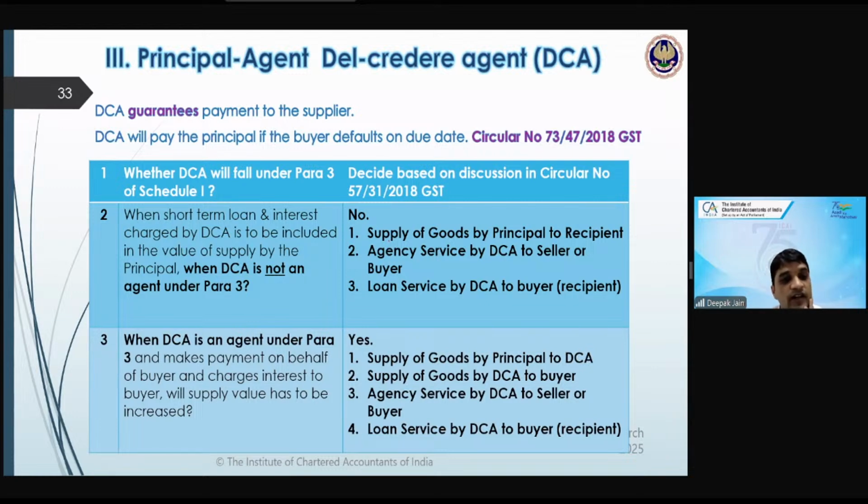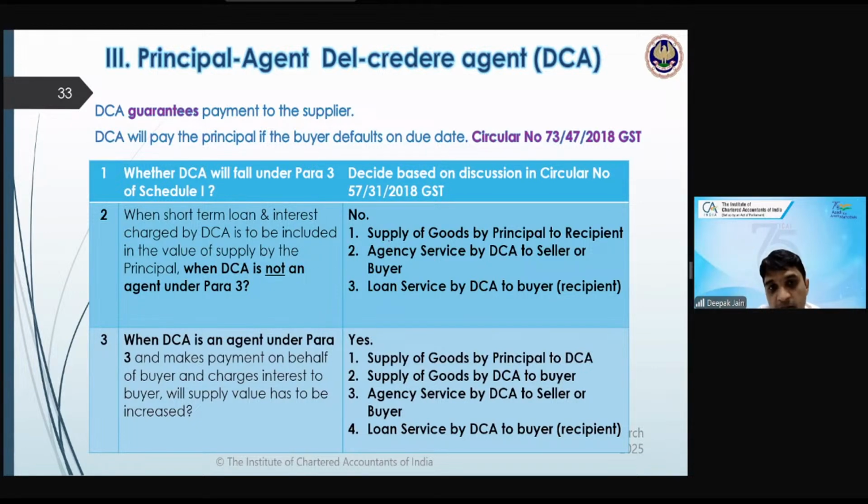Third scenario, when the del credere agent is an agent under para 3 and makes payment on behalf of the buyer and charges interest to the buyer, will such supply have to be increased? Yes. In this scenario, it has to be increased, because here how is it happening? Supply of goods is happening by the principal to the del credere agent, because the invoice is raised by the del credere agent in his own name, right? So supply is happening by the principal to the agent.